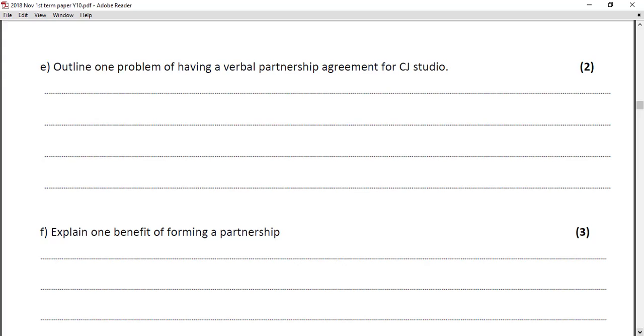So they have verbal agreements. Sometimes these verbal agreements can go wrong. As a result, Chris and Johnny can have some misunderstandings. You have to write like that. So 1 mark for the point and 1 mark for the application.